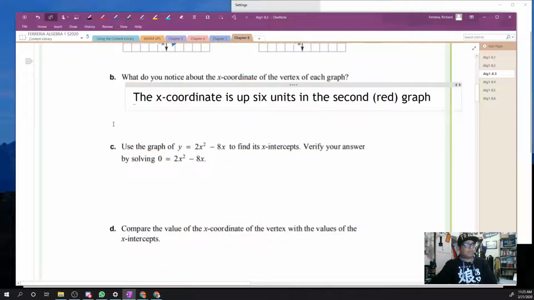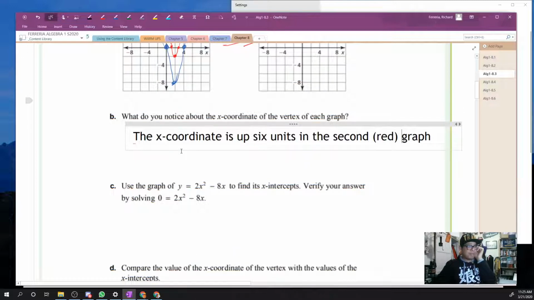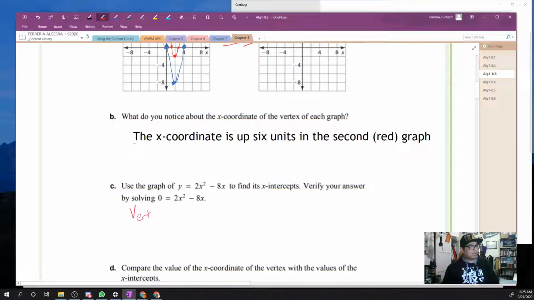And so now we're going to use a graph of y equals 2x squared minus 8x to find the vertex. Verify your answers by solving. So we don't have to graph, we don't have to look at that. We already know that the x-intercepts are at 0 and, what do we say, 4? Let's verify by solving that.